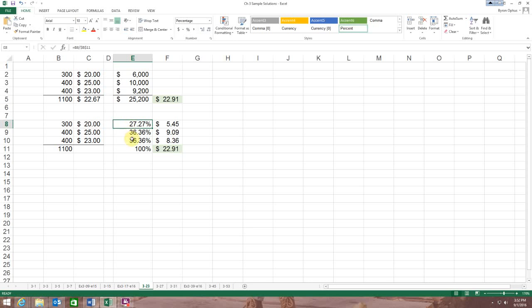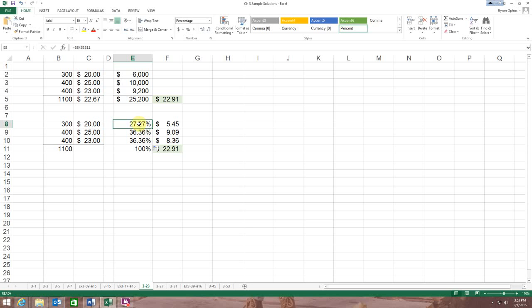calculate what percentage of each we had, right? So this was 300 shares, which made up 27% of the total shares purchased. This is probably the more complicated way to do it, but I have that this is equal to my 300 shares divided by 1,100, and I'm going to hit my F4 key there and hit enter. So 27.27% of the shares were purchased for $20. And then I copy that down.